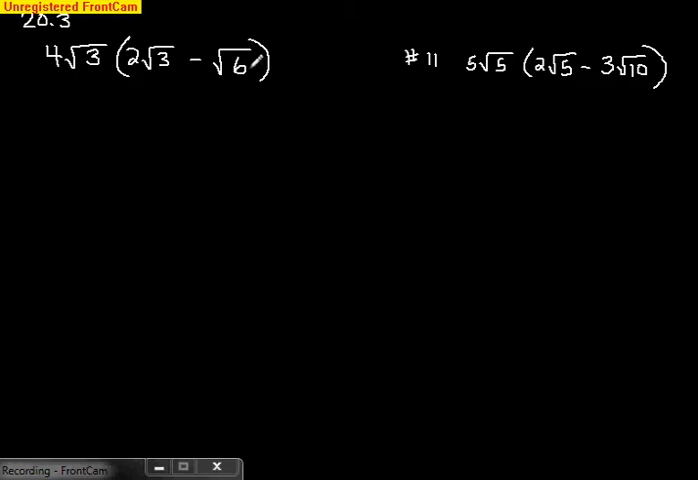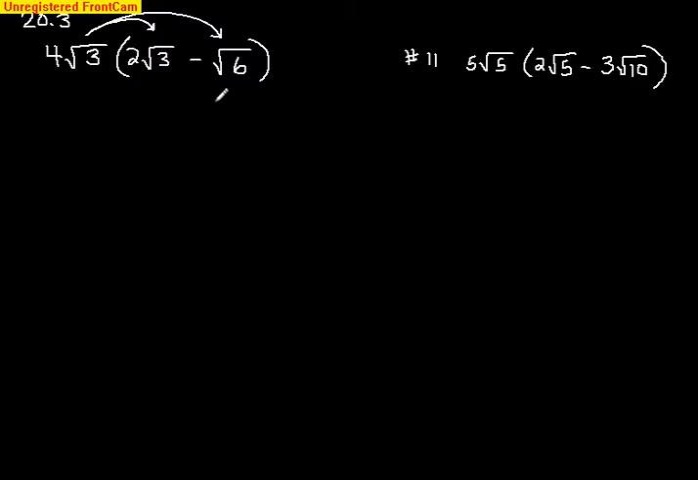Anytime there's parentheses, we want to get rid of the parentheses by using the distributive property. So we're going to take the number outside of the parentheses times the first number, and then the number outside the parentheses times the second number. When you're multiplying radicals, you always multiply the numbers outside the radicals together, and then you multiply the radicals together by multiplying what's underneath the radicals together.